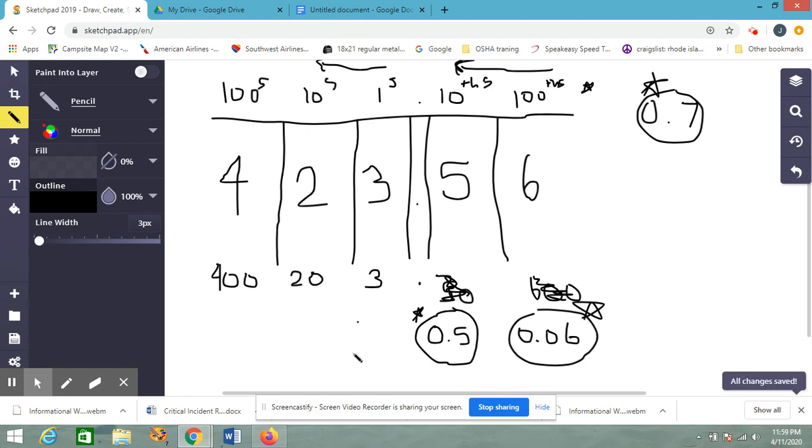And now it makes a lot more sense because we have 400, 20, 3, 5/10, 6/100. The numbers get smaller as we go to the right, and they get bigger as we go to the left. So remember, when you're looking at the actual value of tenths and hundredths, it's 5/10, which is 0.5. The same thing for hundredths. So you're going to see that again.